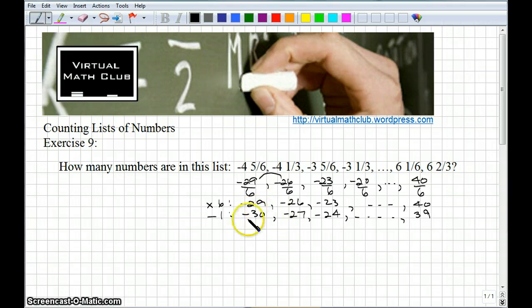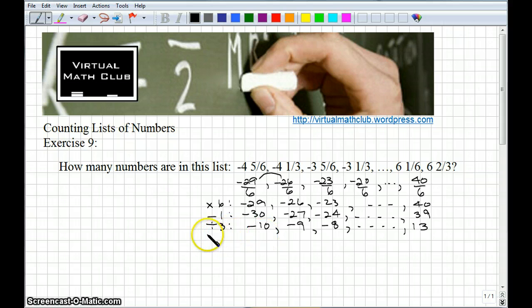So it's a negative 30. And now everything's divisible by 3. So let's go ahead and do that. Let's divide by 3. We'll get a negative 10. We get a negative 9. Negative 8. All the way up to 13. And now the difference between the consecutive numbers is 1.